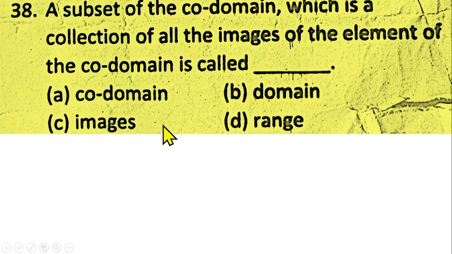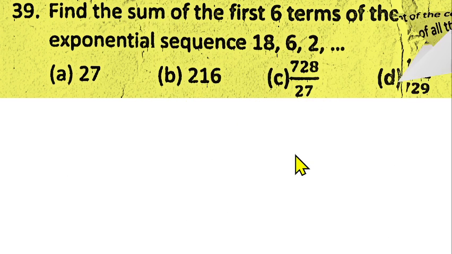Question number 38 is from functions and mapping. A subset of the codomain, which is the collection of all the images of the elements of the domain, is called the range, which is option D. It's called the range.